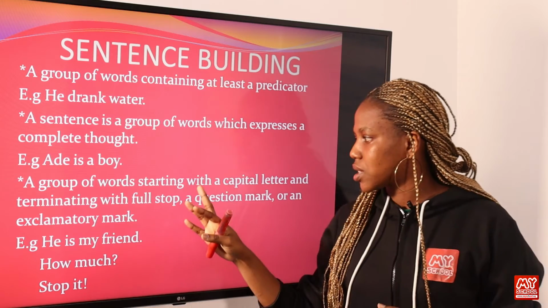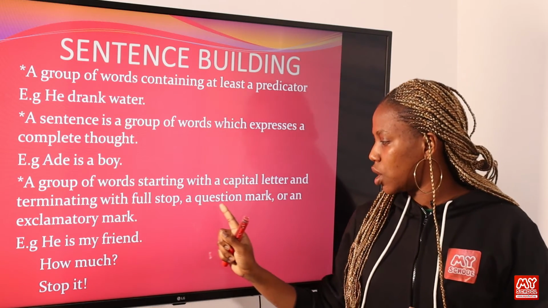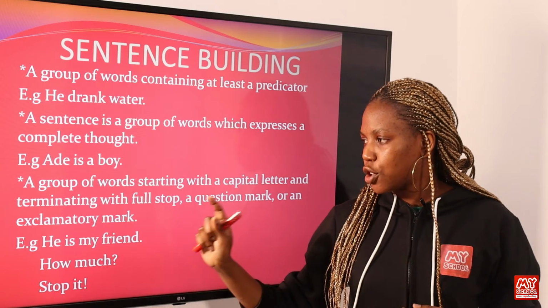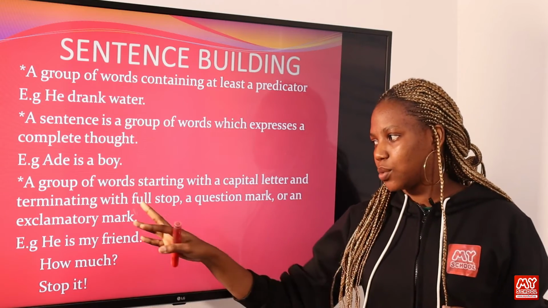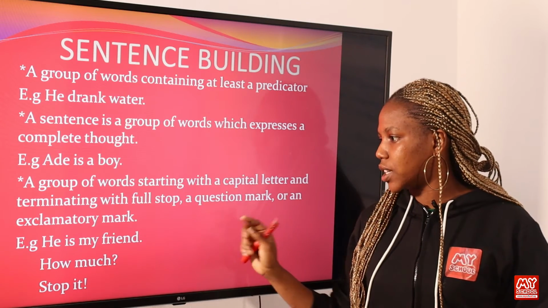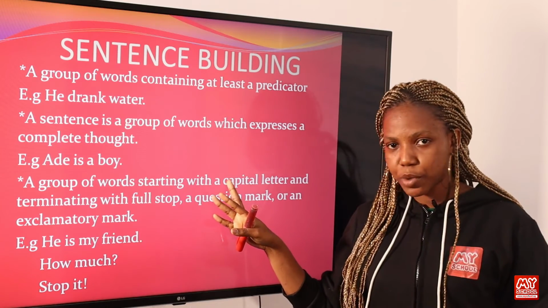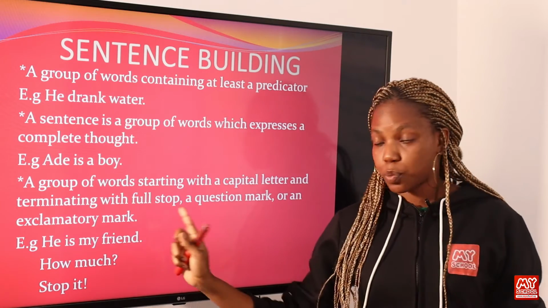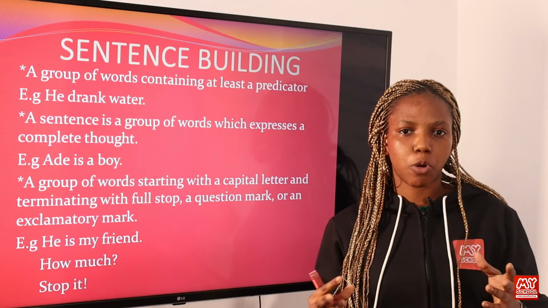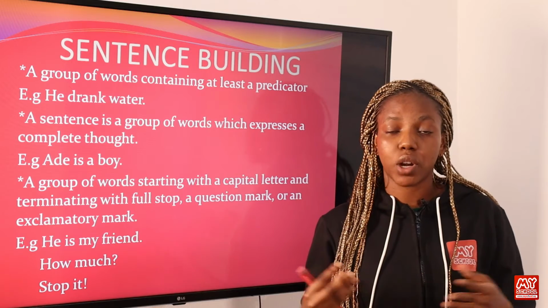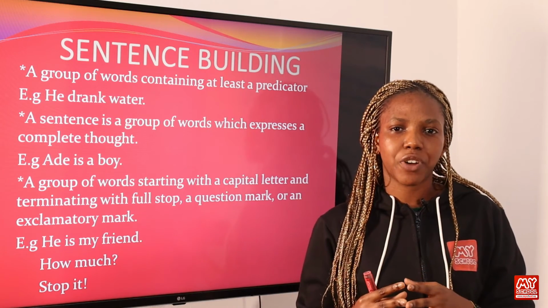A group of words starting with a capital letter and terminating with a full stop, a question mark, or an exclamation mark. So here scholars define a sentence as a group of words starting with a capital letter and terminating with a full stop, a question mark, or an exclamation mark. The important element in this definition is that it has to start with a capital letter and it has to end with any of these punctuation marks. But this definition is not all encompassing. It is a very good way to describe what a sentence is, but it's not complete.